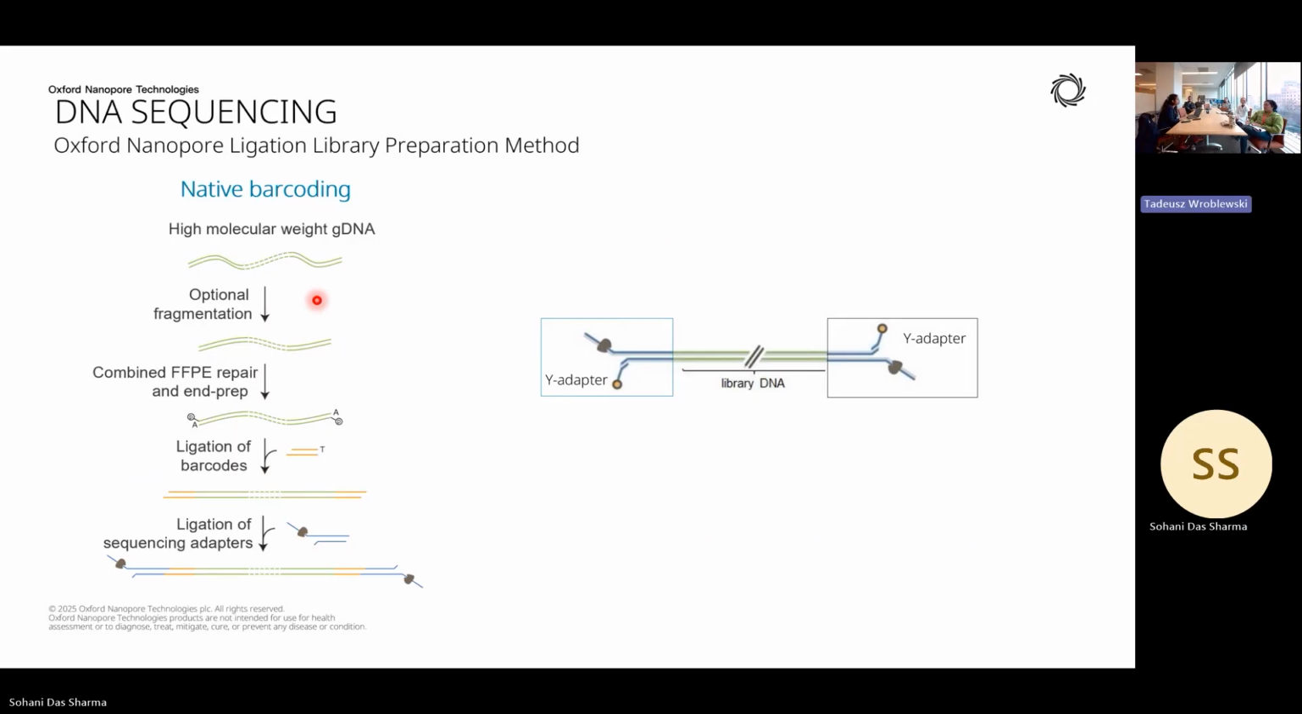Because we can do without fragmentation as well, this is an optional step, but we have observed that if we do fragmentation, then there is less pore blocking and we get more data. The way this chemistry works, we do some kind of end repair, then barcode ligation based on how many samples we want to pool, and then we attach the sequencing adapter. And that's actually what the library prep would be.